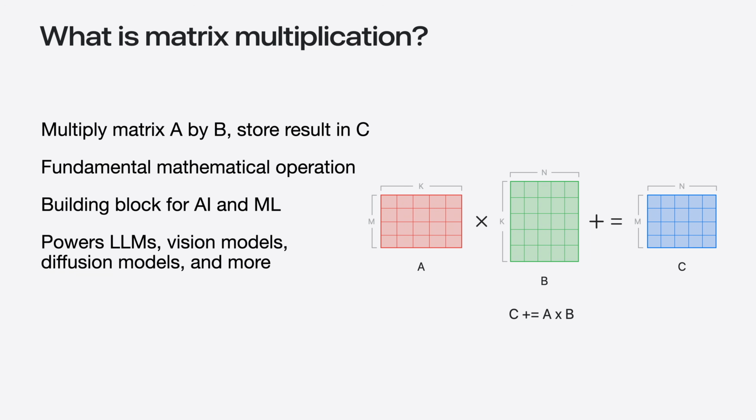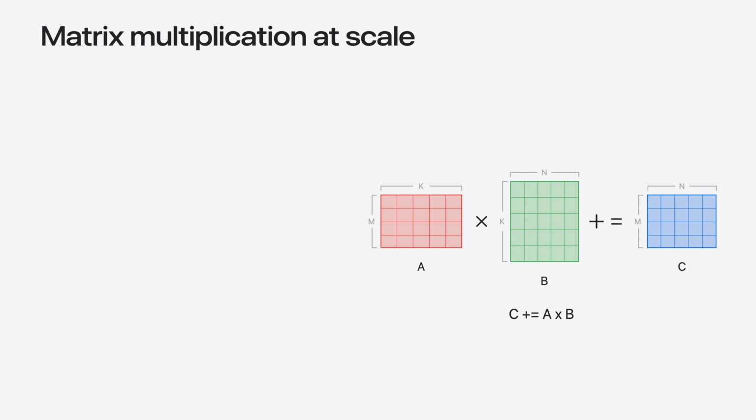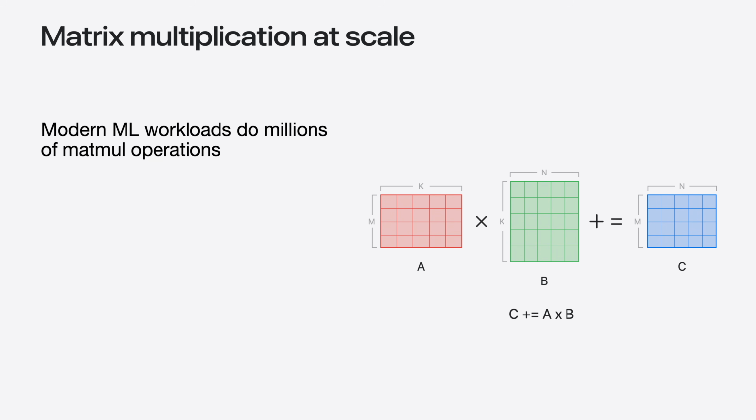The large language models that power intelligent assistants, vision models which enable computational photography, and diffusion models which generate AI images are all powered by matrix multiplication under the hood. And in modern ML models, we're not just multiplying a few small matrices. A single LLM inference pass can involve hundreds of matrix multiplications, each with millions of elements.